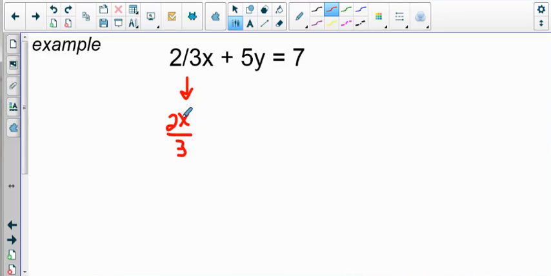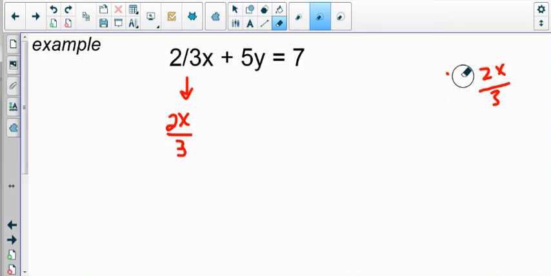Just a little offside note: that's 2/3 times x over 1, right? Because x is x over 1. Multiply straight across the top, that's 2 times x. Multiply straight across the bottom, that's 3 times 1, that's 3. So as you can see, they are the same thing. So it's just easier to work with this way.